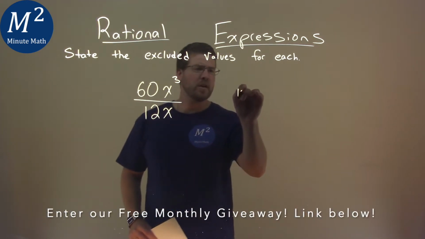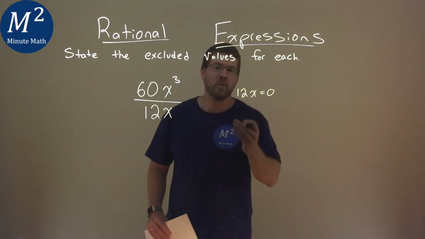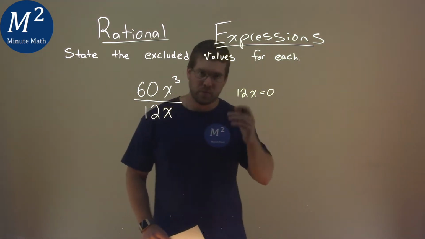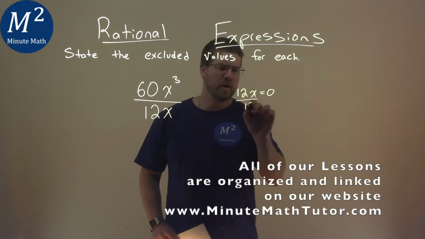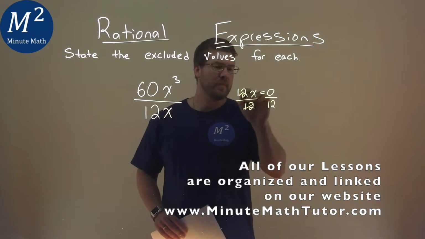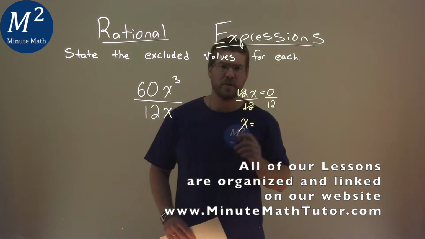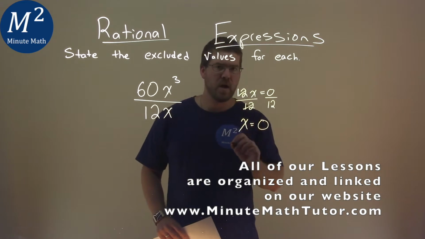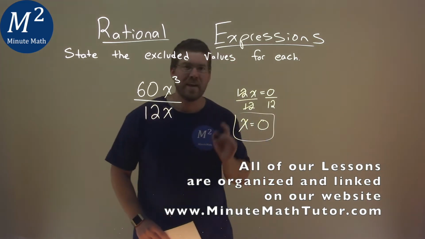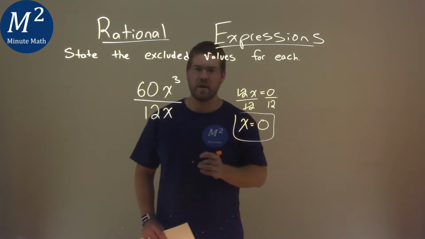So we take our denominator, 12x, and we set it equal to 0, and we need to find what value for x equals 0. Well, I divide both sides by 12 here, and I'm left with x by itself, and 0 divided by 12 is 0. And so what does that tell us? That tells us here that 0 is our excluded value.